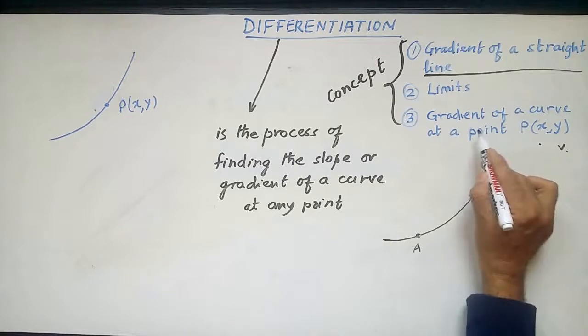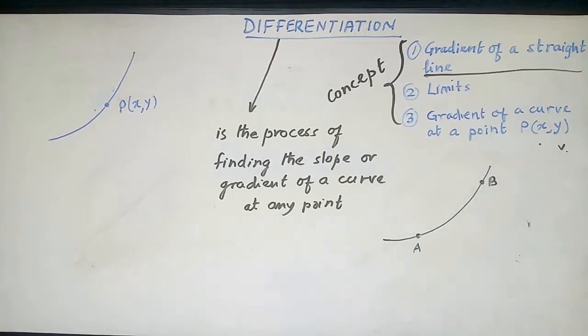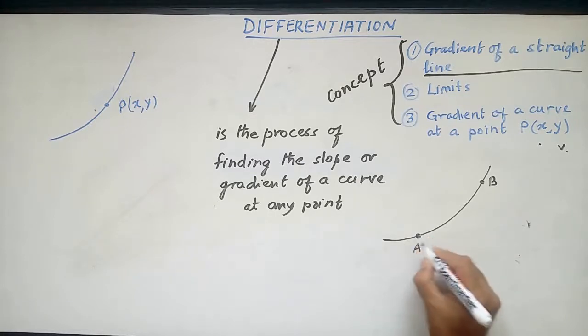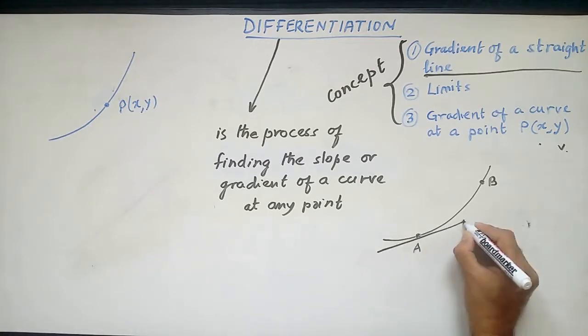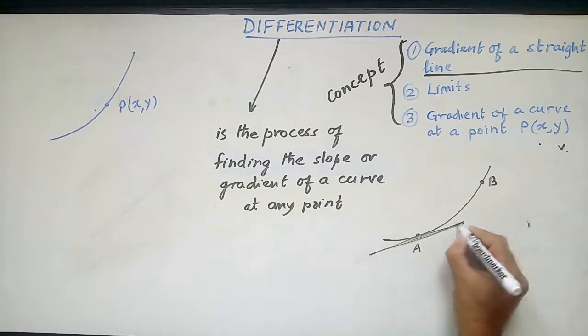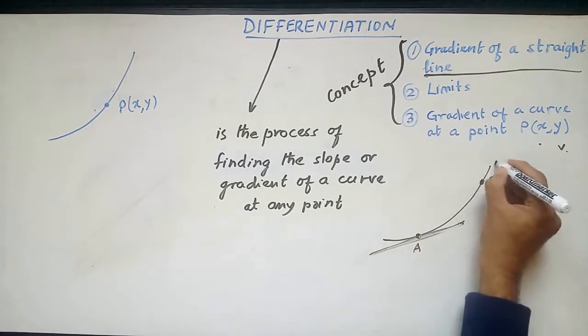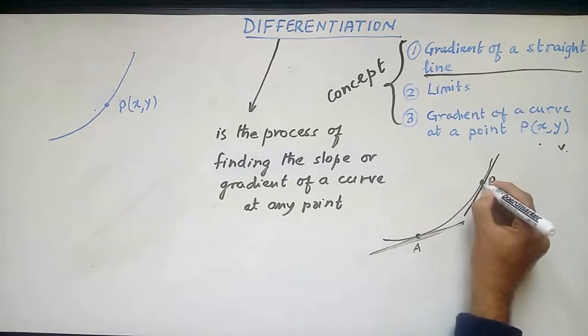So what do you mean by the gradient of a curve at a point? The gradient of a curve at a point is nothing but the gradient of the tangent to the curve at that point. If we have a point A, and we draw a tangent at this point, then the gradient of this tangent is the gradient of the curve at this point A. The gradient of the curve at the point P is the gradient of the tangent at this point P.